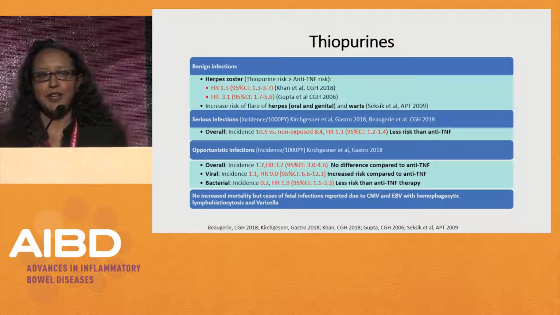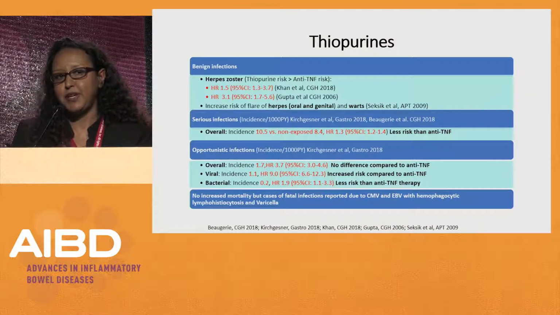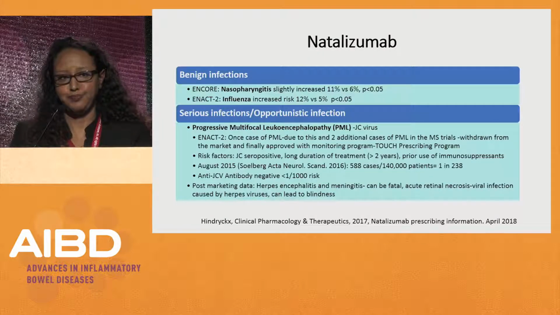As far as mortality, with anti-TNF therapy, so far no increased risk of mortality that we know of. With thiopurines, the same, but there are case reports of severe fatal infections, such as that of CMV and EBV, leading to cases such as HLH infection.